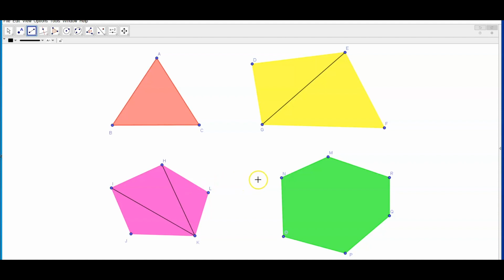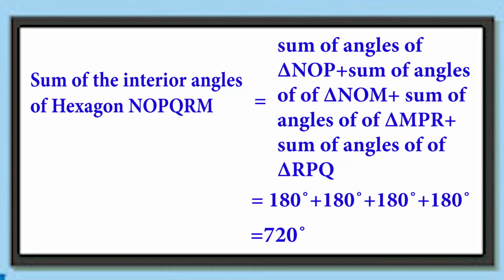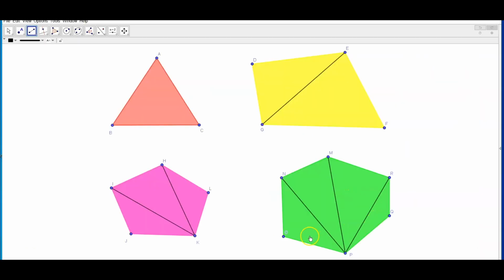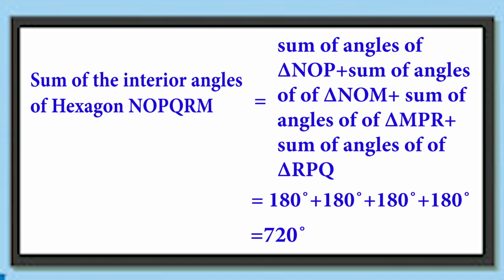Then moving on to the hexagon, again we join the non-consecutive vertices using line segments, or in other words, we are drawing its diagonals so that we are able to split the hexagon into smaller triangles. So we could split the hexagon into four triangles by drawing its diagonals. So the angle sum of this hexagon, which is N, O, P, Q, R and M, will be equal to the sum of the angles of these four triangles, which will be equal to 180 plus 180 plus 180 plus 180, and hence it will be equal to 720 degrees.